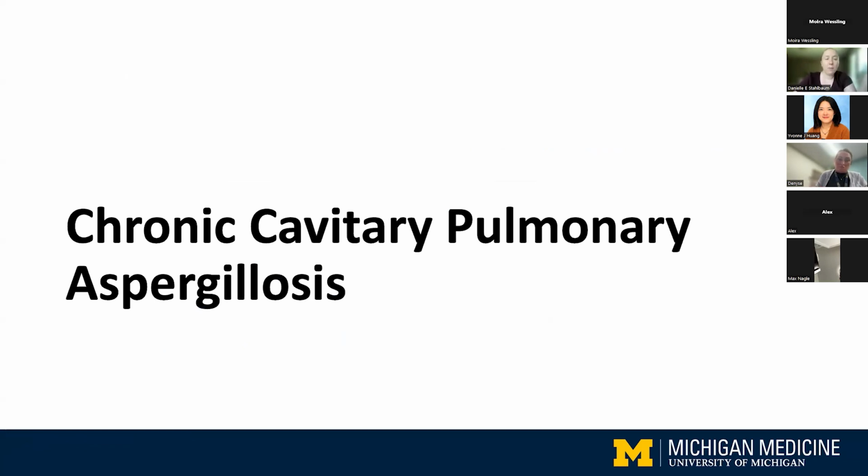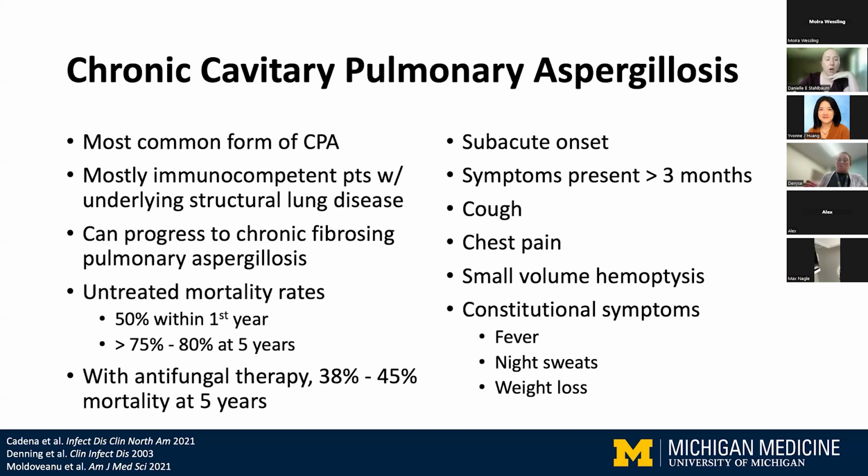So now I'm going to shift focus a little bit and talk about some other manifestations of Aspergillus-related lung disease. So chronic cavitary pulmonary aspergillosis. This is the most common form of chronic pulmonary aspergillosis. Mostly happens in immunocompetent patients with underlying structural lung disease. So these are our COPD patients that have significant emphysema, our sarcoid patients that have cavities and fibrotic sarcoid, those sorts of things. It can progress to chronic fibrosing pulmonary aspergillosis if it's untreated over time.